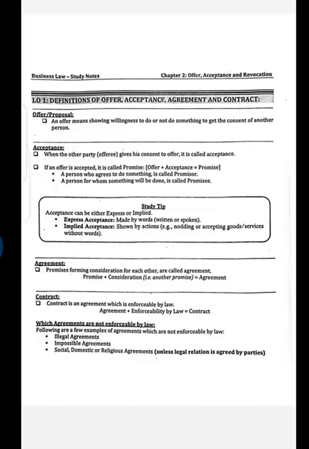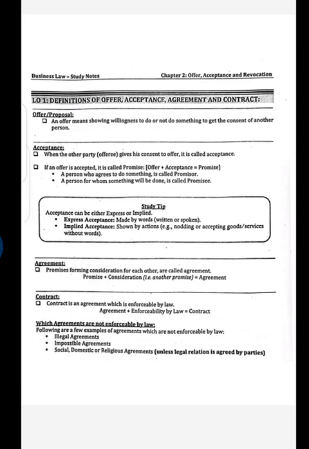Have you ever listened to any offer, or have you ever been involved in any offer? An offer is a willingness to do something. Offer means a willingness to do something, like I am offering you a cup of coffee. It depends upon you whether you are going to accept it or not. That is known as an offer.